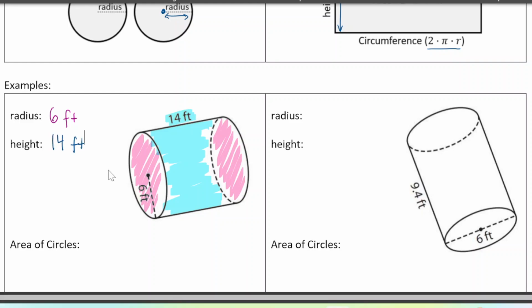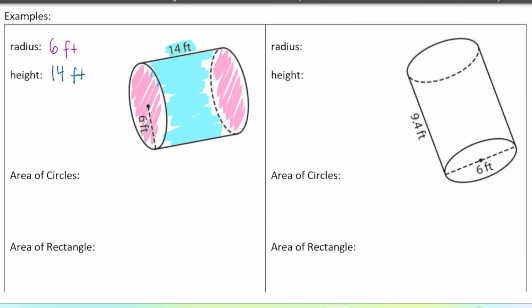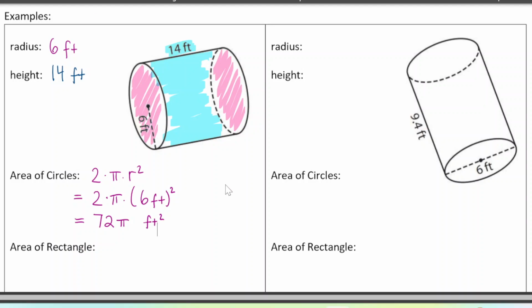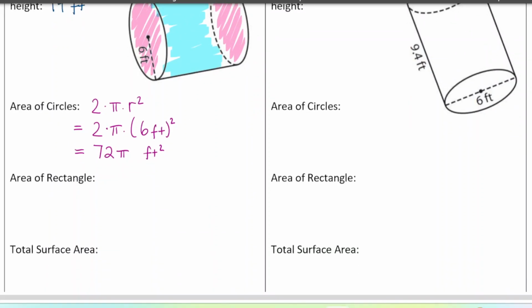Okay, so let's do the circles first. The area of a circle is pi r squared, and we're going to multiply it by 2 because there are 2 circles. So it's going to be 2 times pi times 6 feet squared. Squared just means multiply that number twice. I'm going to multiply the numbers here first. So 2 times 6 squared is 72. I'm just going to leave it with the pi attached for now, because you'll see why later. It's easier that way. So 72 pi is the area of the 2 circles.